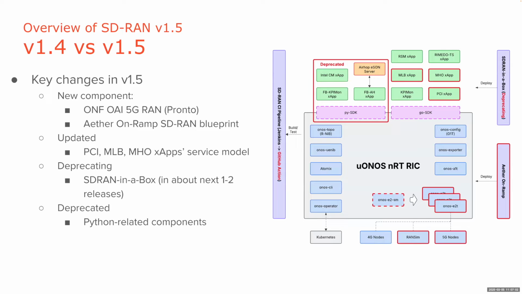And the last one is that we have deprecated Python related components. On the left side here, the Python-based SDK and some X applications like the Intel CMX app, Facebook KPI X app, and Facebook AirHop X applications are deprecated. The code and Python SDK are still within the ONOS project workspace, but no one is updating them after every release.